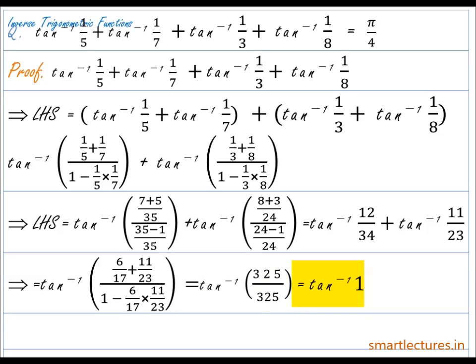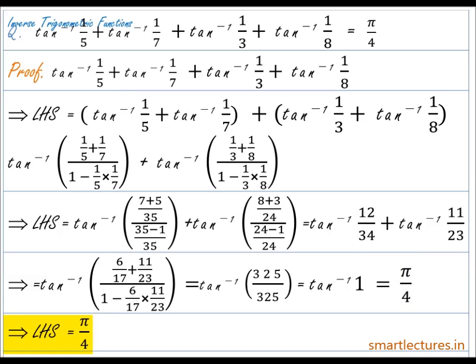And tan inverse 1 means the angle for which tangent is equal to 1. And in the interval minus pi/2 to pi/2, that angle is pi/4. So that means the left hand side is equal to pi/4, and which is equal to the right hand side. So that means tan inverse 1/5 plus tan inverse 1/7 plus tan inverse 1/3 plus tan inverse 1/8 is equal to pi/4.